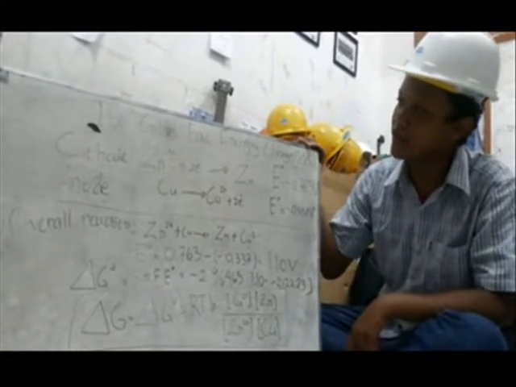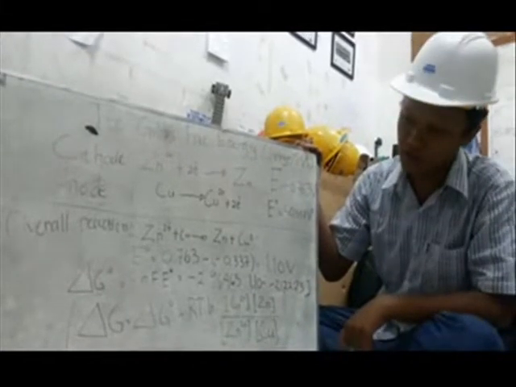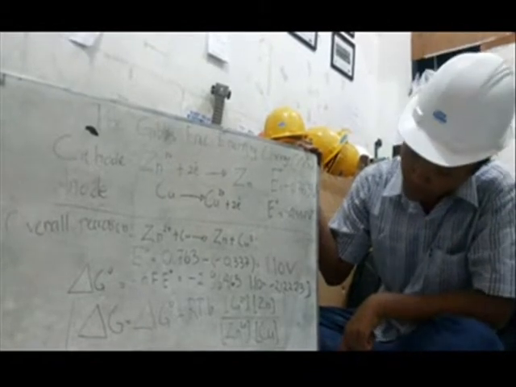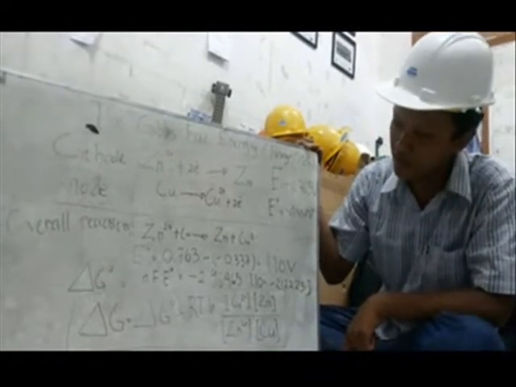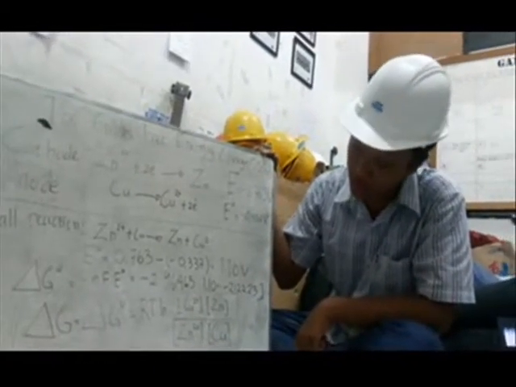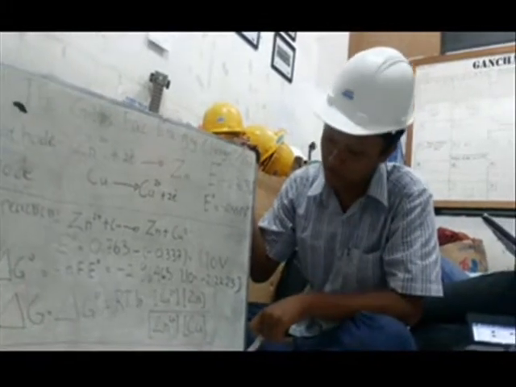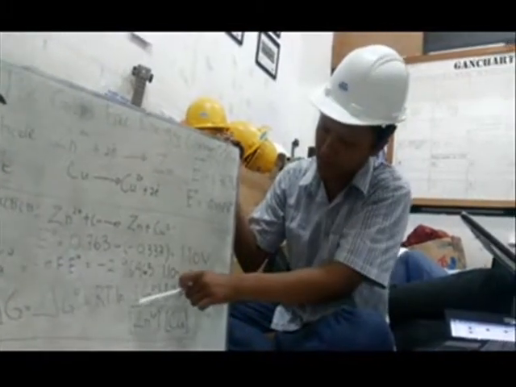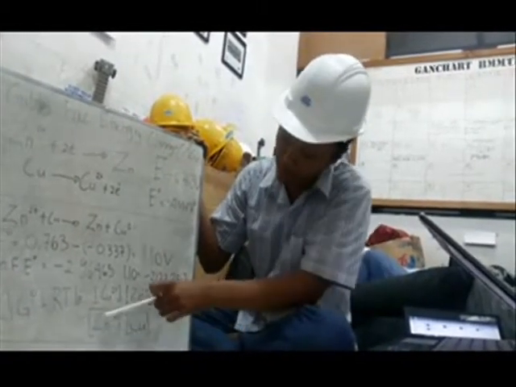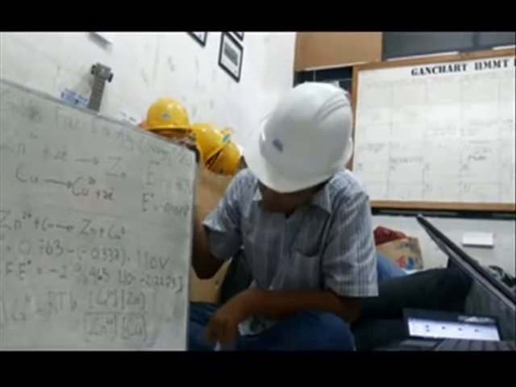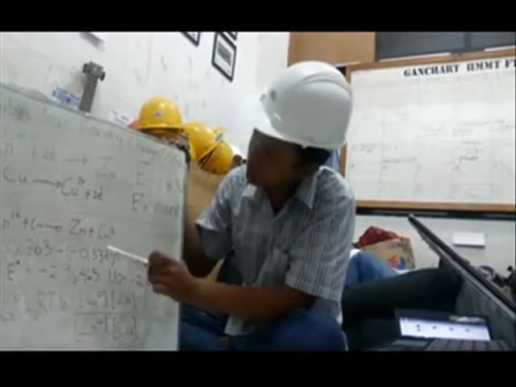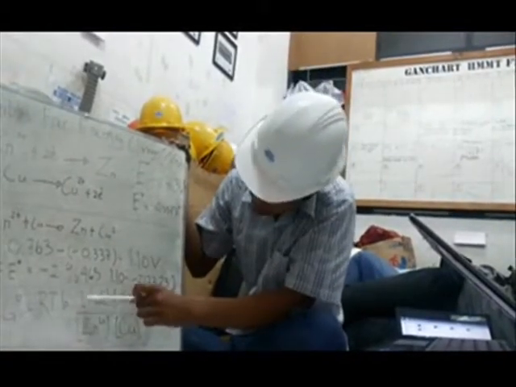And now we are finding the Gibbs free energy change. This is the formula, a very long formula. The Gibbs free energy change in the standard state plus R times T times the natural logarithm of this, the reactant, and this is the reactant, and this is the product.